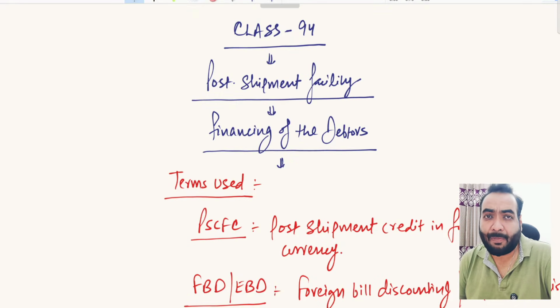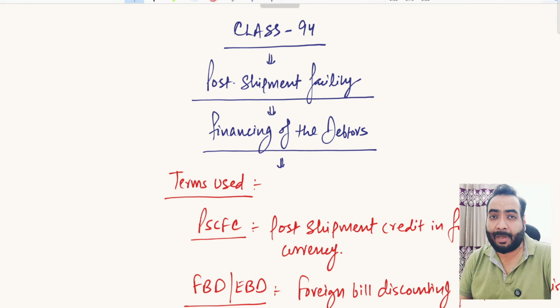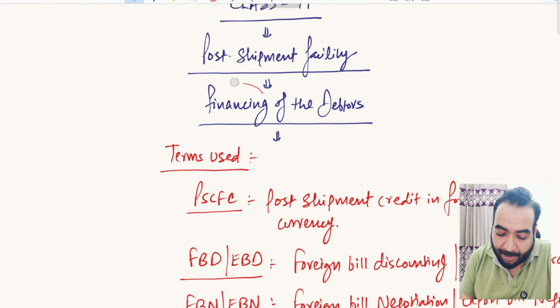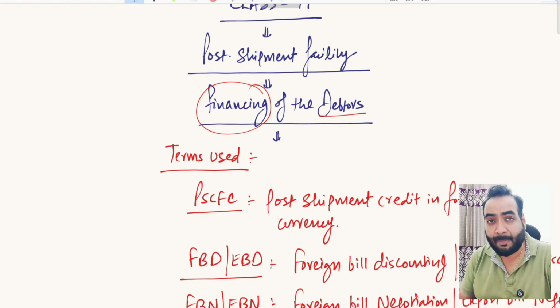In the previous video we had discussed the letter of credit basic concept, and now we try to merge that concept into the post-shipment finance facility through this video. So post-shipment finance facility is basically the financing of your debtors only. The money that you have invested in your debtors, post-shipment finance facility provides financing to you for that investment.